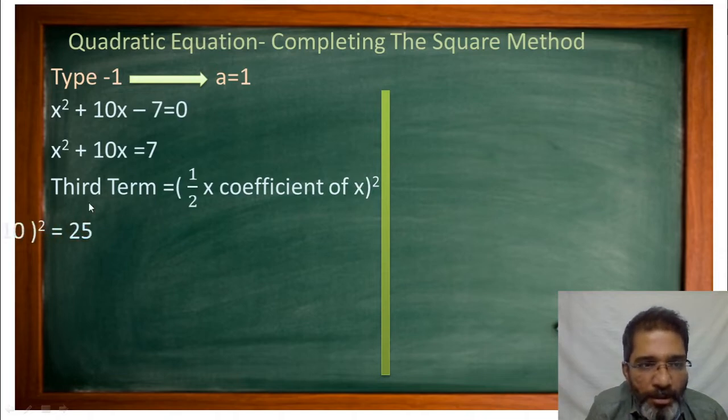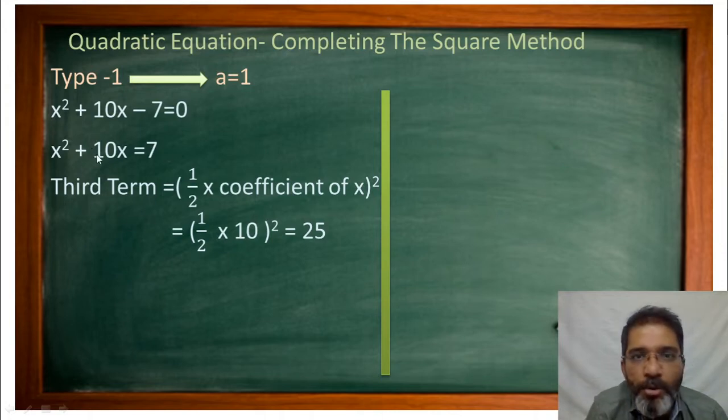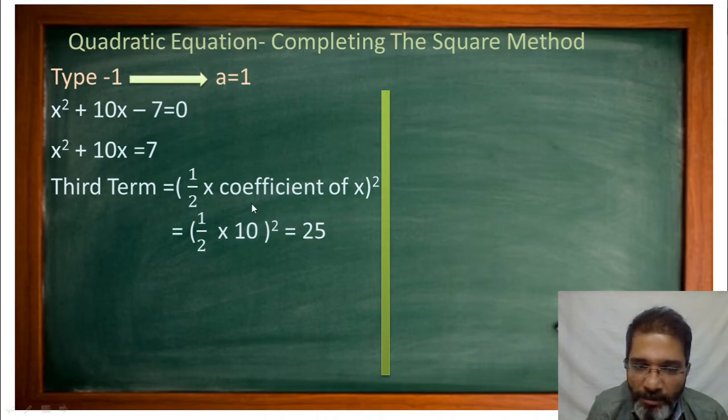Now what do you mean by third term? I'll tell you. First we'll solve this. So the next step is half into coefficient of x. If you see the equation, the coefficient of x is 10. So half into 10 bracket square. 10 and 2 will reduce to make 5. The square of 5 is 25. Now what we have to do with this 25, which is called the third term.